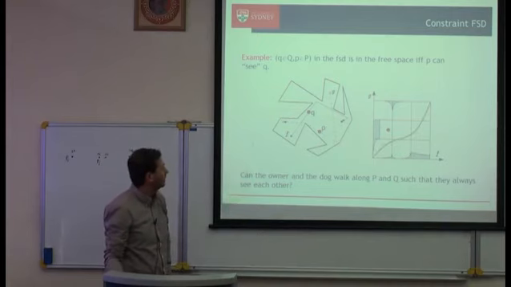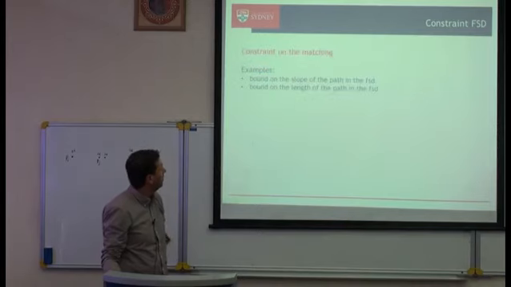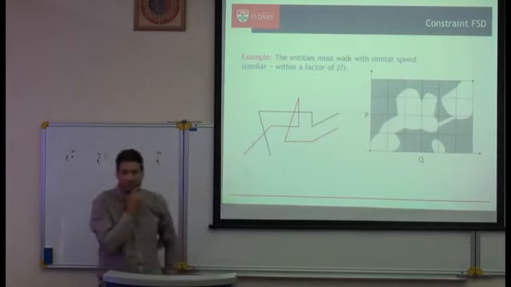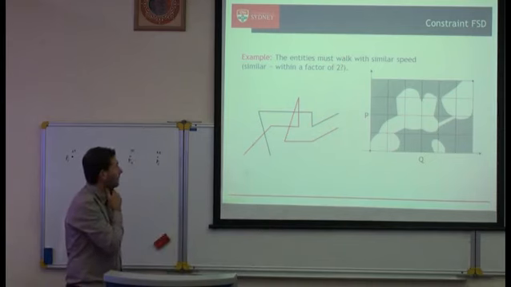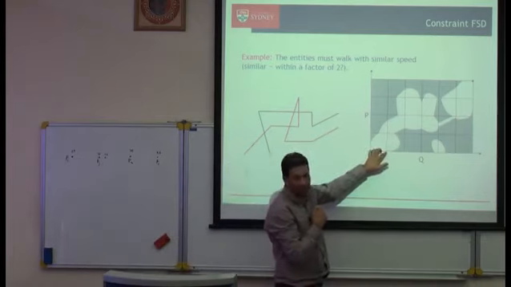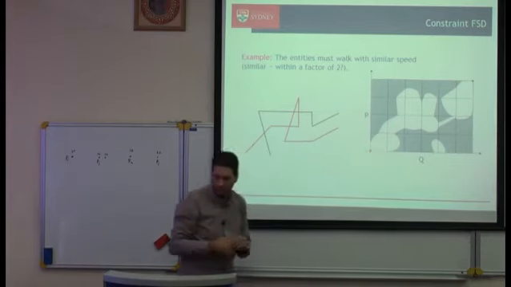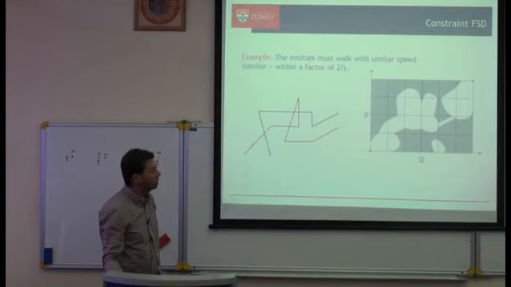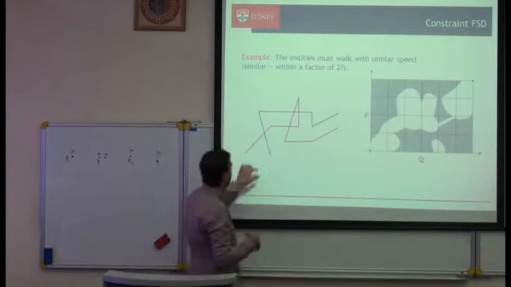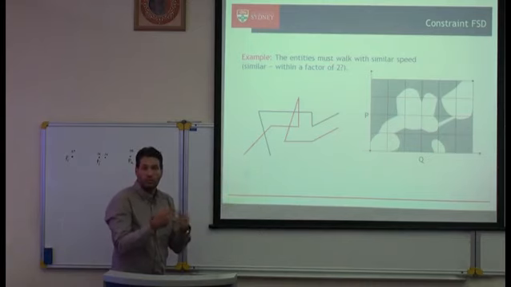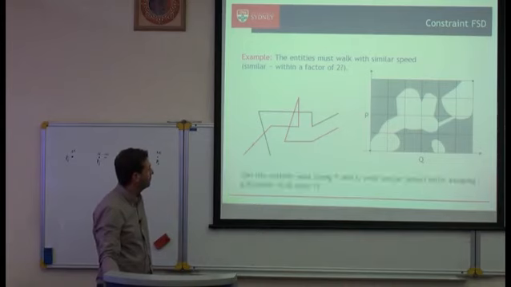Okay, so let's look at a different example. Say I say that the entities must walk with similar speed. Now I assume that I scale these so they are equivalent to the length of the edges, but let's ignore that for now. So again, I want to decide if I can see to it that these two entities walk along the path and always walk roughly at the same speed. Can the entities walk along P and Q with similar speed while keeping a distance of at most R?